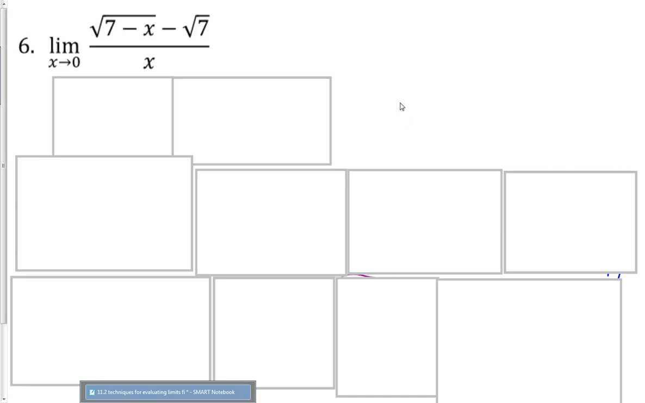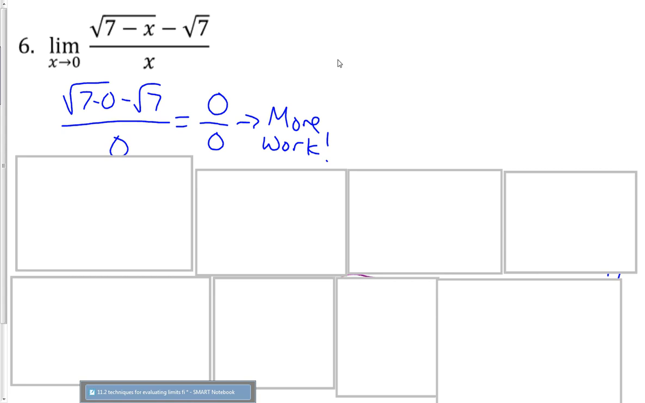Next one looks a little messier. Limit as x goes to 0 of the square root of 7 minus x, quantity, minus the square root of 7, all over x. Now clearly plugging in 0 is going to give us an issue in the denominator. The numerator will also follow. Square root of 7 minus square root of 7 is also 0, so more work.